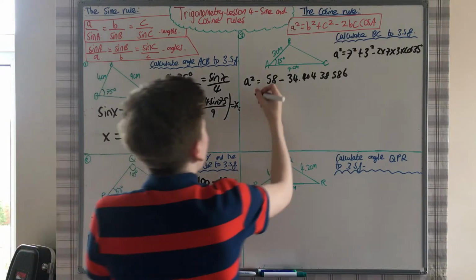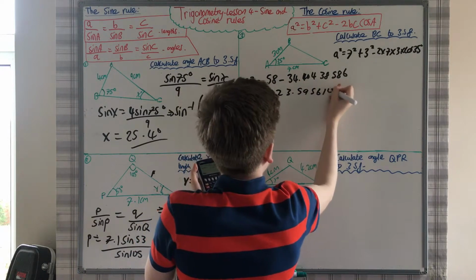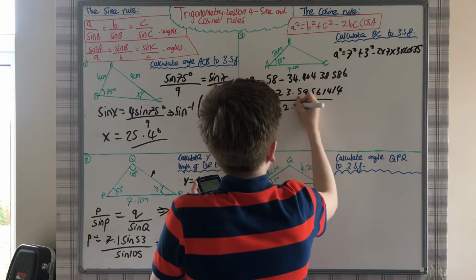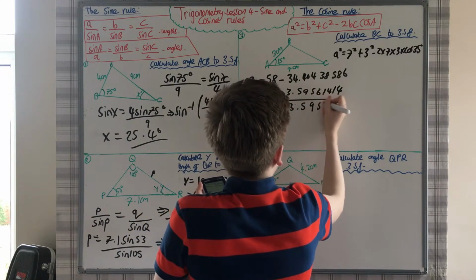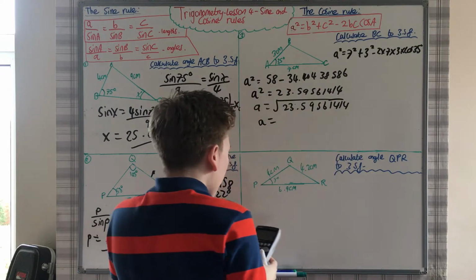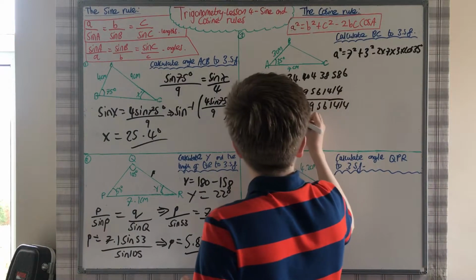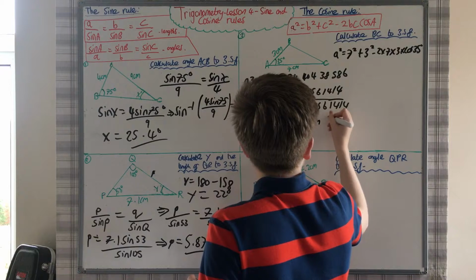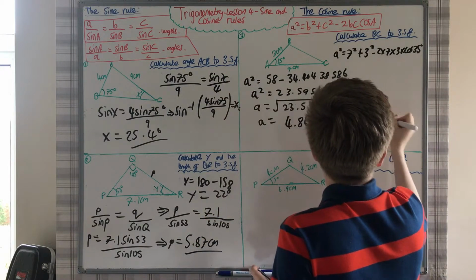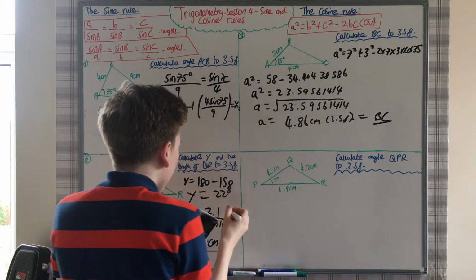If we do 58 minus that, we get a squared, which is 23.59561414. And a is therefore the square root of 23.59561414. So if we do the square root of that, what we get is 4.86 centimetres to 3 significant figures. And we should actually point out that this is BC, because that's what we're told to find. We're only using small a because that's opposite to the capital A, the angle.